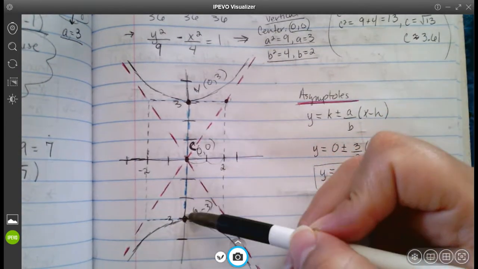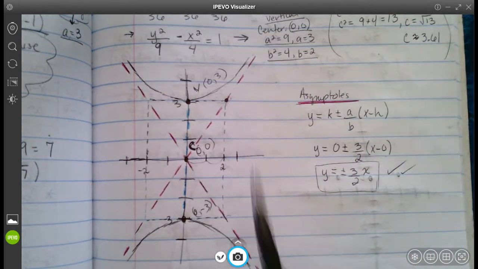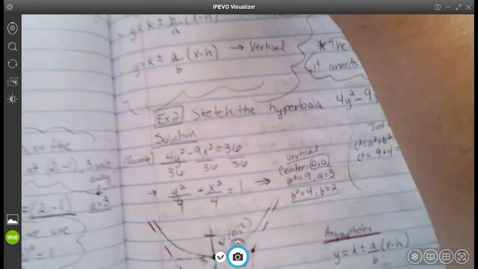So 1, 2, 3, 1, 2. Again, it works out perfectly. You can do it this way, or you can do it the other way. Personally, I think this is easier, but whatever you prefer to do. Okay, let's go ahead and look at another example.